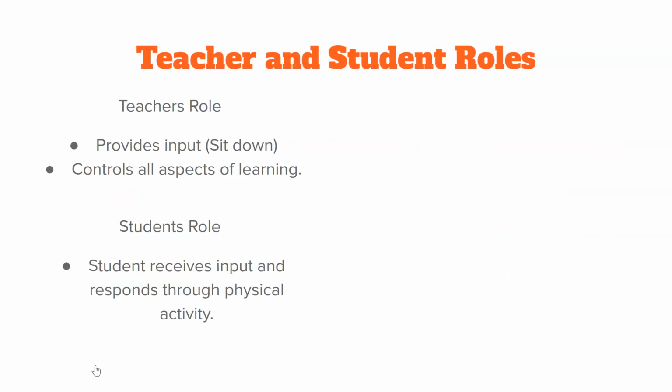So the teacher's role is to provide the input, the stimulus, and the teacher controls all aspects of the learning, and the students receive the input and then they respond. So the teacher would say, sit down. The students would comprehend that and then they would sit down. And then they would practice this over and over again. The teacher might say, stand up, and then the students would stand up. If the students did it incorrectly, they would receive some type of negative reinforcement.